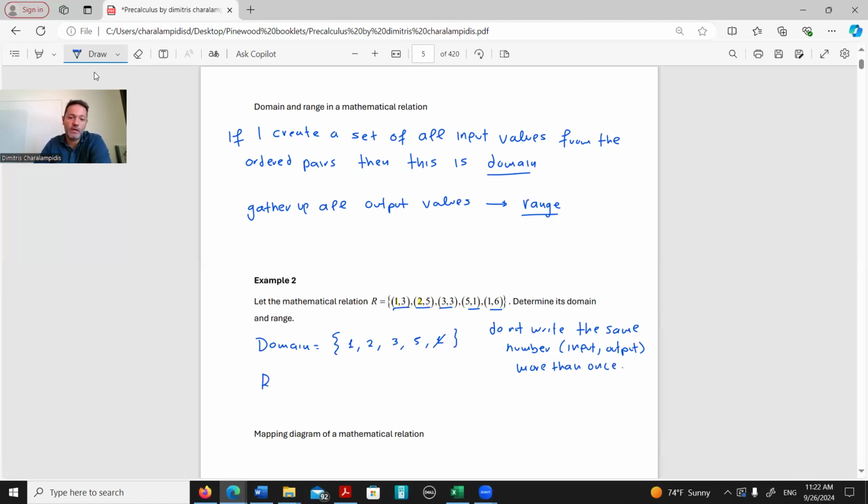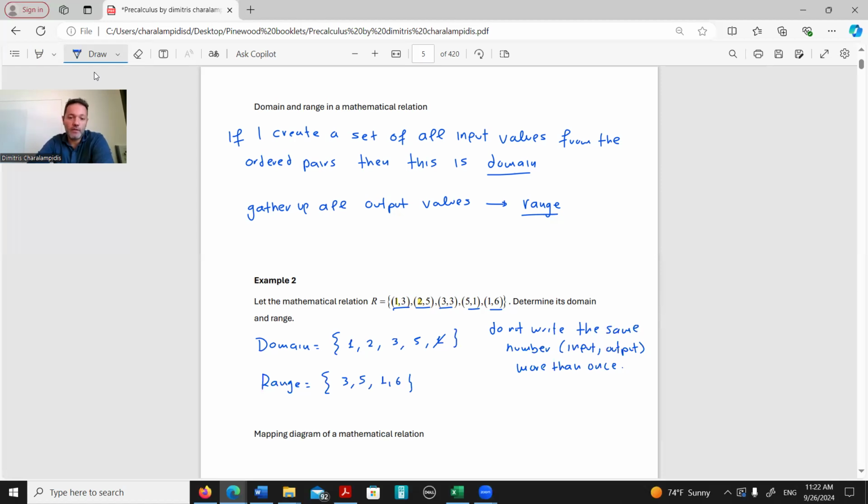With respect to the range of the relation, similarly, I have to gather all outputs. So I should begin with 3, then 5. There's another 3, but I don't need to repeat that. Then 1 and 6.